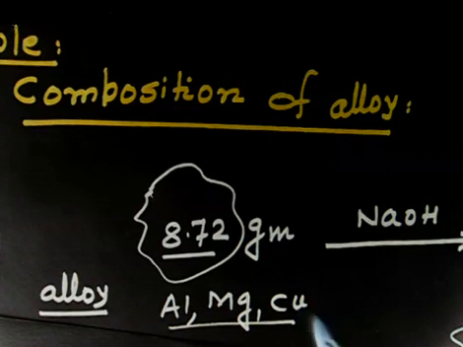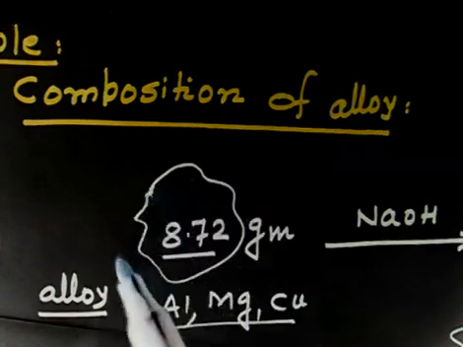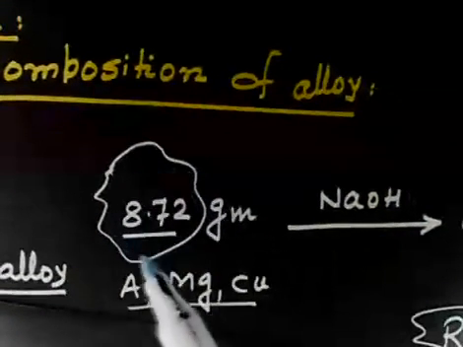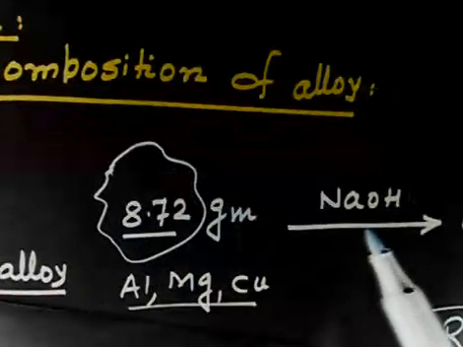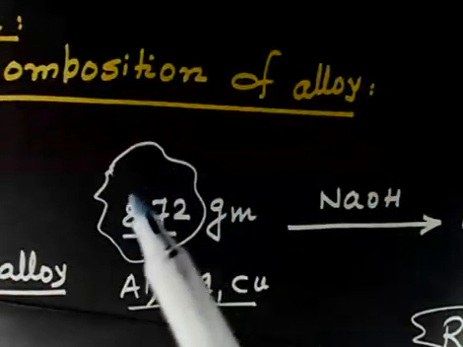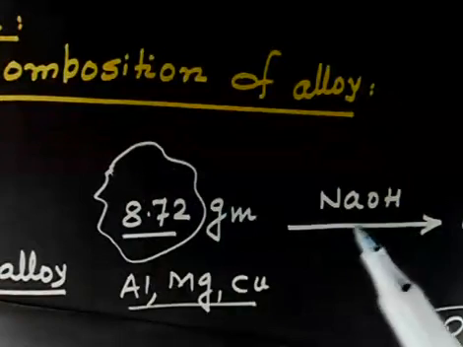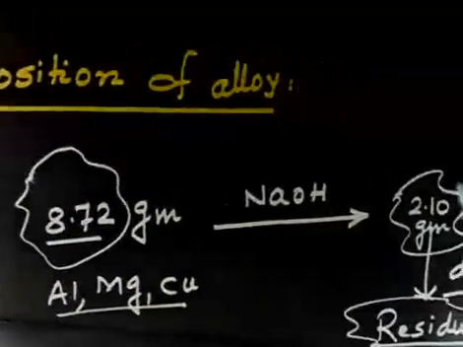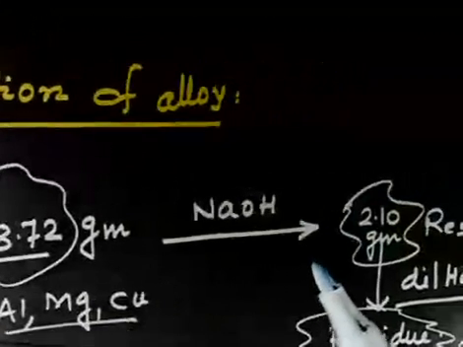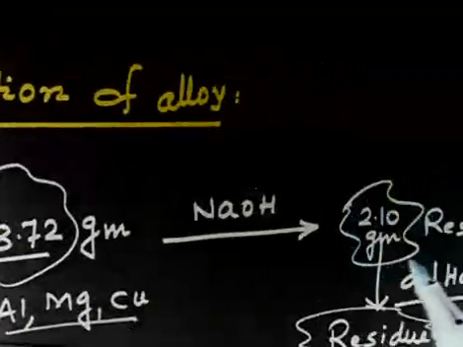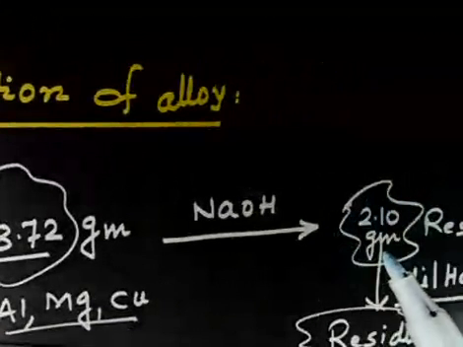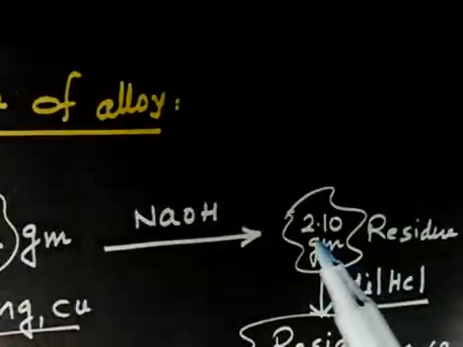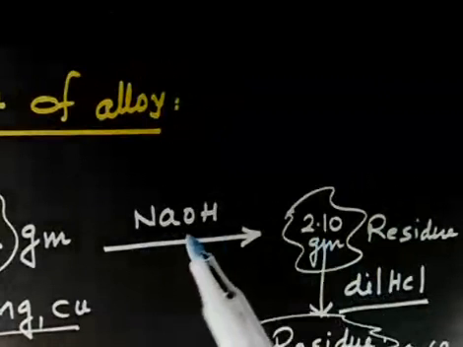What we are doing is, first, we have dissolved this alloy in NaOH. So this alloy has been put into a solution of NaOH. Some part of this alloy gets dissolved into the NaOH. The rest, which we call the residue, does not dissolve. If I take the weight of that residue, it comes out to be 2.10 gram, after the reaction with NaOH.